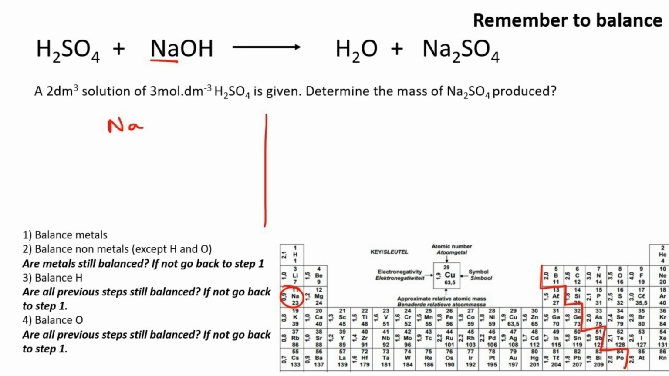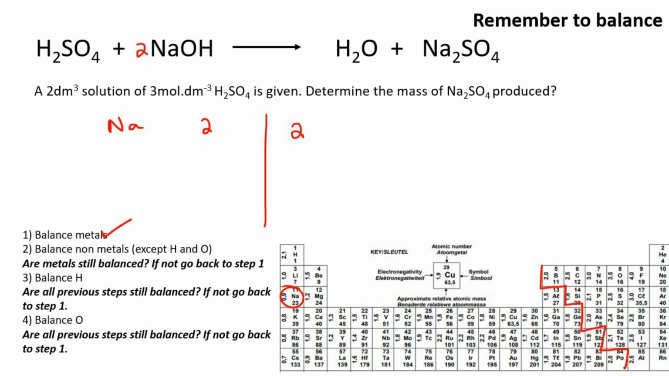So on the left-hand side, we have one Na. On the right-hand side, we have 2. So we fix that now by not putting a 2 there. Those are valency numbers. We don't change those. We put a 2 in the front because that 2 says that there's 2 Nas, 2 oxygens, and 2 hydrogens. So now on the left, we have 2.